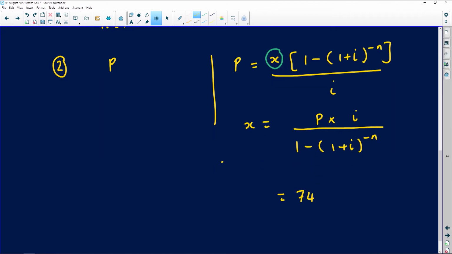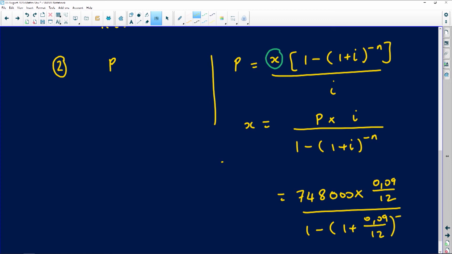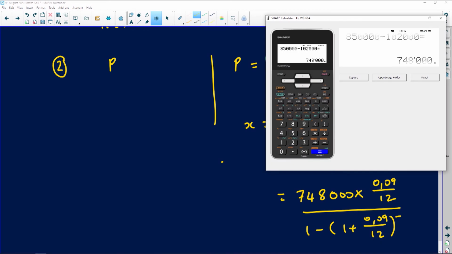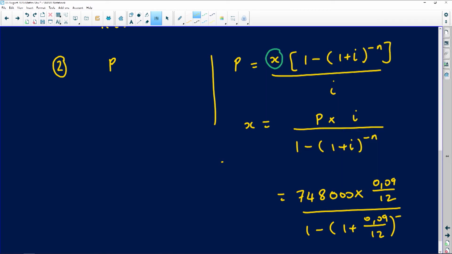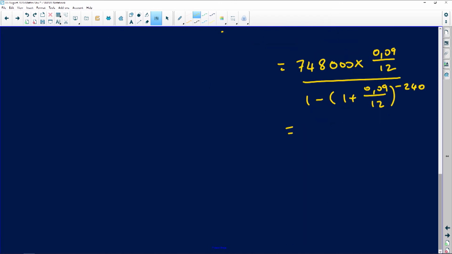So she's going to borrow 748,000 multiplied by interest. They said the bank is charging her 9% compounded monthly, divided by 1 minus 1 plus 0.09 over 12 compounded monthly to the power negative. They said 20 years, so you're going to have 20 multiplied by 12. It then gives you an answer of exactly 240 payments in total. And if you put 240 here, you go to your calculator and type this out, you will definitely arrive at a nice answer that will tell you in total what is the amount of money that this lovely lady will need to pay on a monthly basis, right?